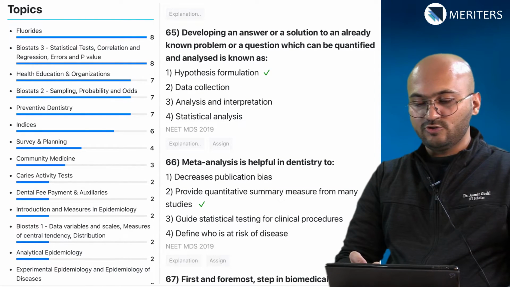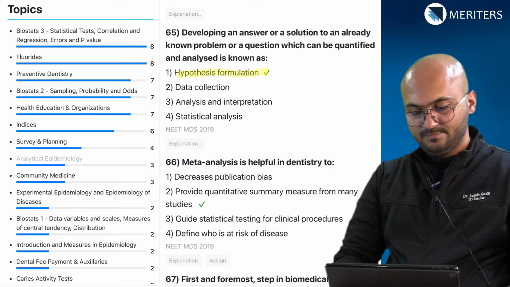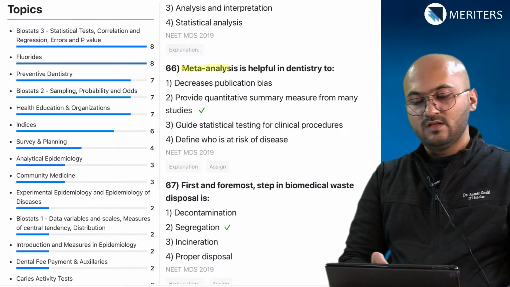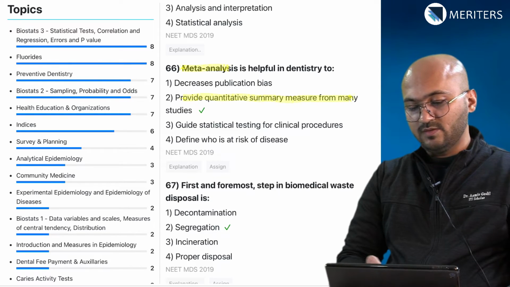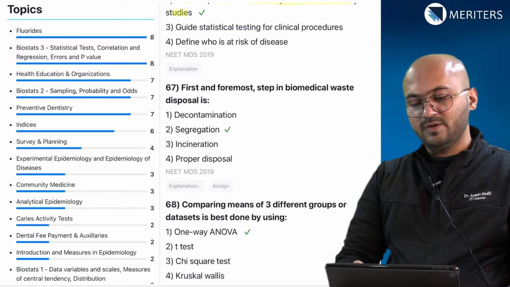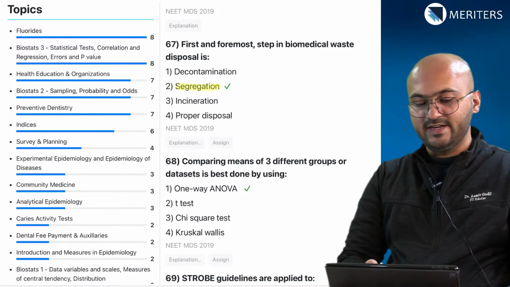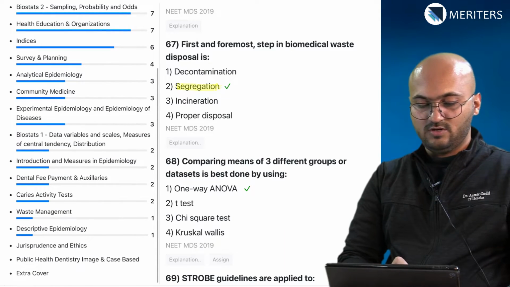Developing an answer or a solution to an already known problem or a question which can be quantified and analyzed is called as hypothesis. Meta-analysis is very important part of research. It provides quantitative summary measures from many studies. First and foremost step in biomedical waste disposal is to segregate everything. So that goes to waste management. It's here at the bottom.